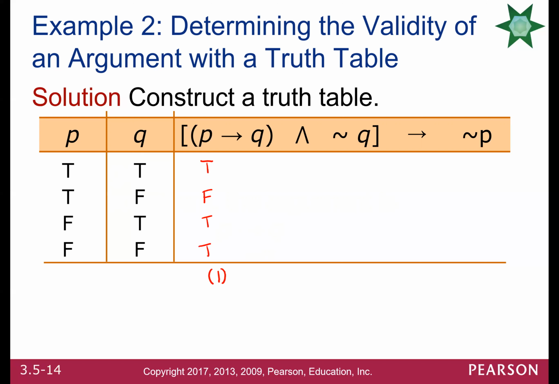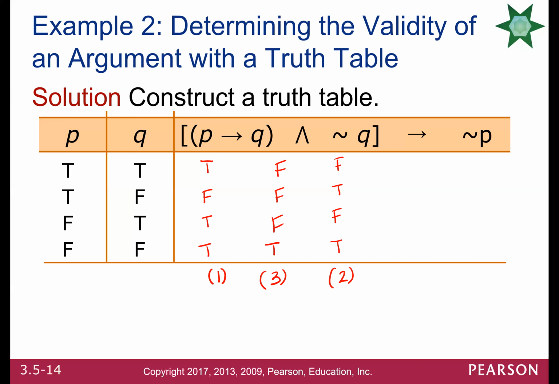All right, now I am going to create the not Q column. So I'm going to negate Q. So that's going to be false, true, false, true. Then I'm going to combine the two premises using the conjunction. So I'm going to do the and. And the and is only true if both statements are true. So it's only going to be true for case 4. Otherwise, it's going to be false.